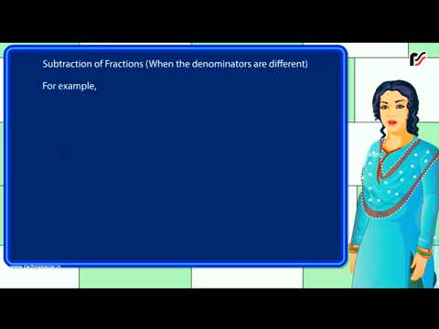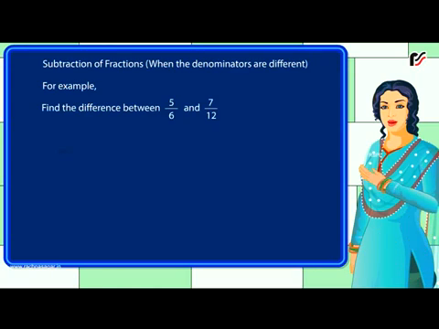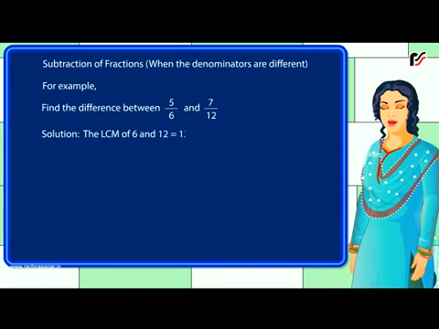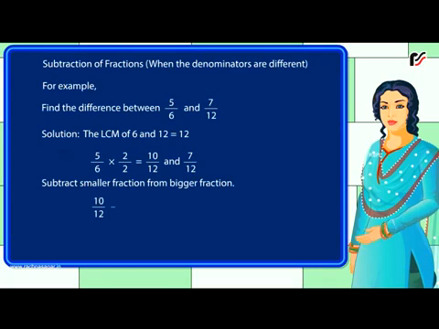For example, find the difference between 5 by 6 and 7 by 12. Solution, the LCM of 6 and 12 is equal to 12. So, 5 by 6 into 2 by 2 is equal to 10 by 12 and 7 by 12. Subtract smaller fraction from bigger fraction. 10 by 12 minus 7 by 12 is equal to 3 by 12, which can be simplified to 1 by 4.